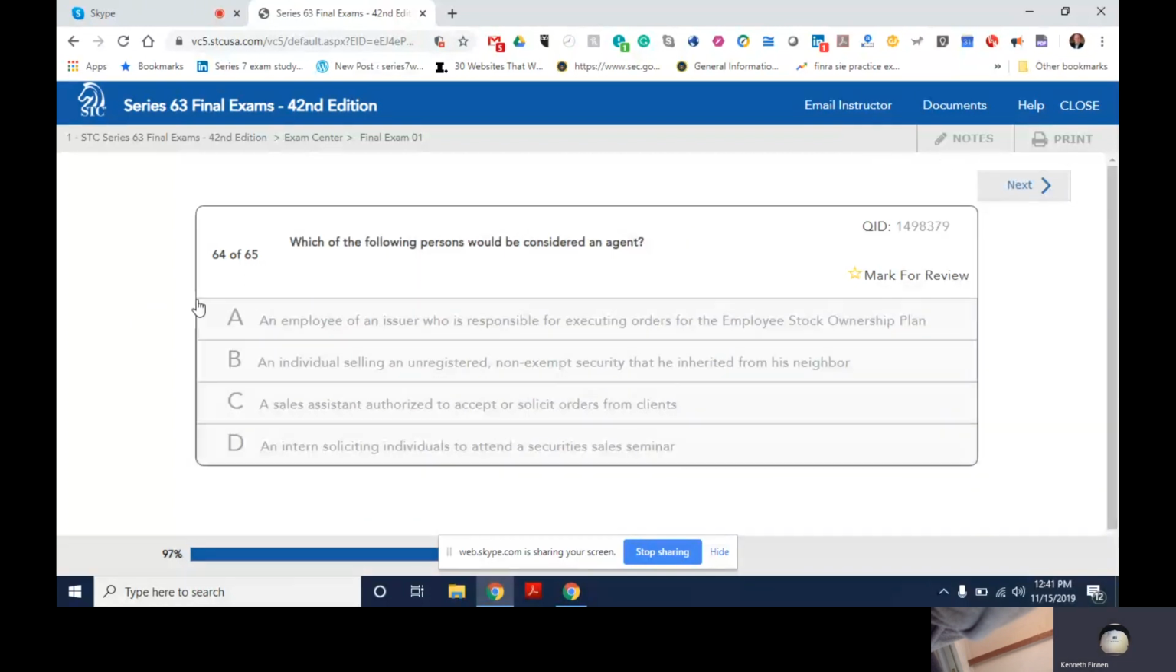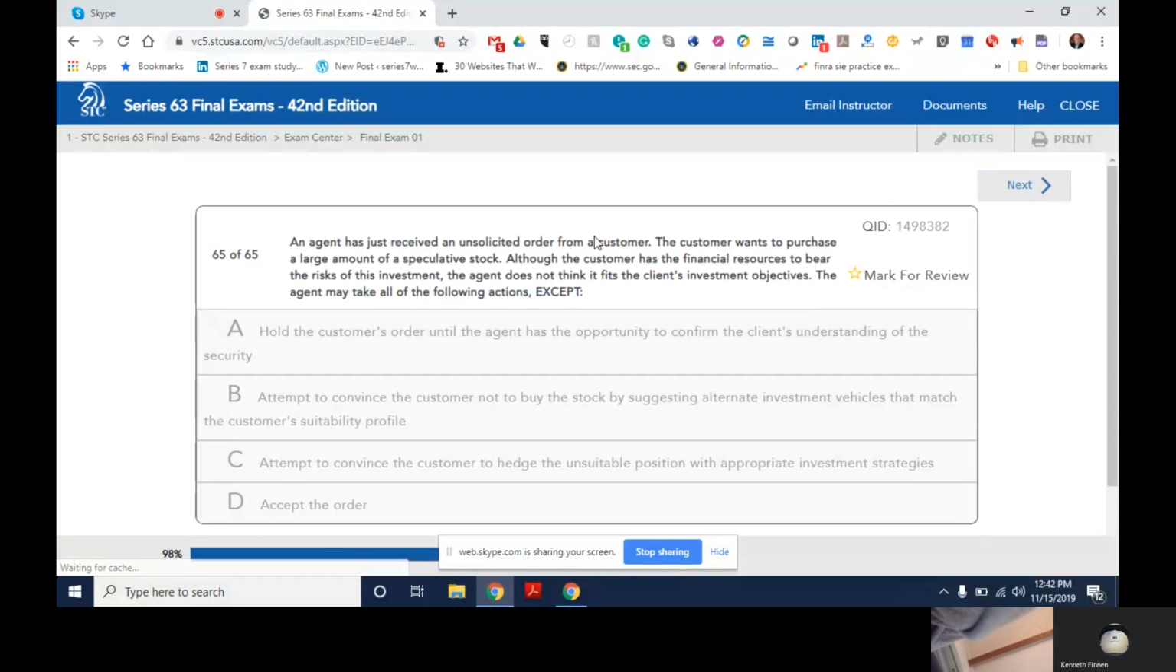Which of the following persons will be considered an agent? Employee of an issuer responsible for executing for an employee stock ownership plan? No, he works for his own firm. He works for the issuer doing it. Throw that out. An individual selling an unregistered, non-exempt security that he inherited from his order. That's just a guy selling his shares. A sales assistant authorized to accept and solicit orders. That's probably the answer, but we're going to go through D. An intern trying to get people to go to a seminar. No, so I would go with C because she's accepting orders.